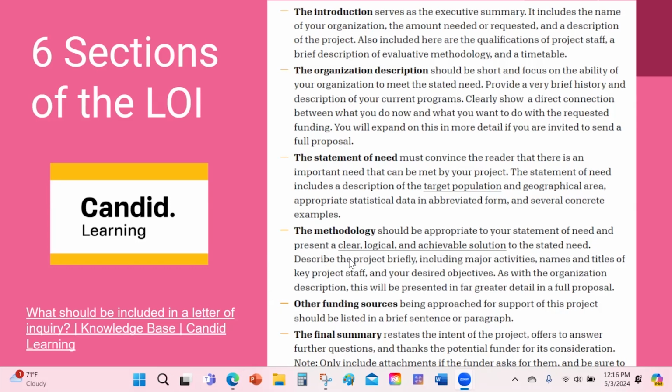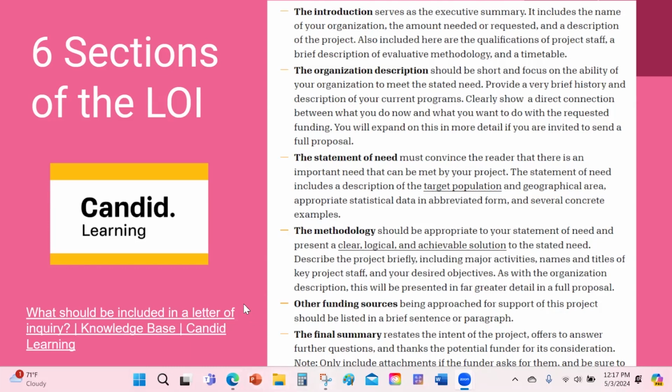The methodology is going to be about your project, right? You want it to be clear, logical, and you want to explain some sort of solution to the problem you're addressing in the need here. And then I would say this is probably the largest part of the letter. This might be a full paragraph, right? Maybe 1 full paragraph right here in the methodology. Then in our wrap up, we're going to talk about, are we approaching any other possible funders for this project? And of course, we're going to have our final summary.